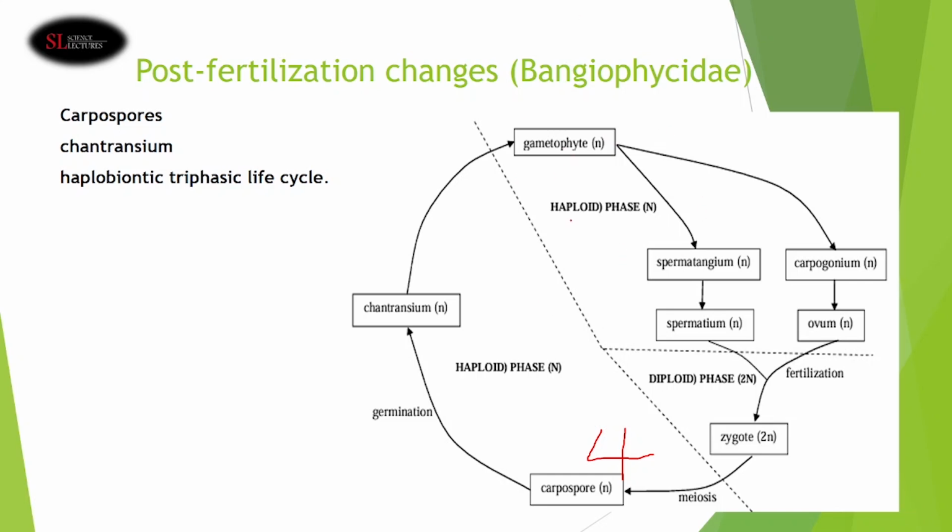So because we have two distinct haploid phases, this is the first one, and this is the second one. We have two distinct haploid phases and one distinct diploid phase.